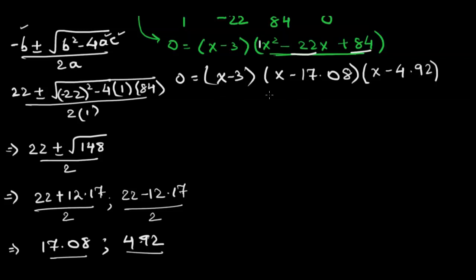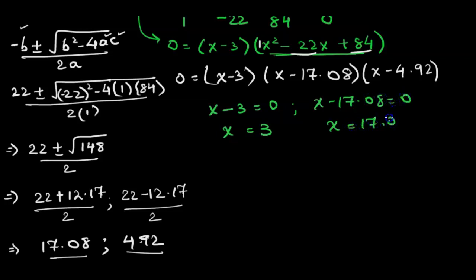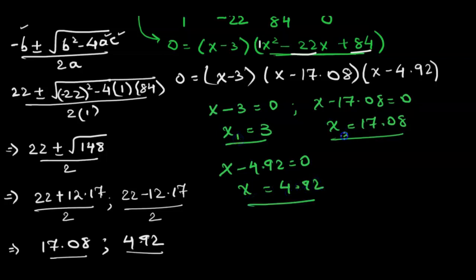Now all of these factors are equal to 0 since they are a product of each other. So we can set each factor equal to 0 to solve for x. So the first x value we have is 3. Next, x minus 17.08 equal to 0 means x is equal to 17.08. The third factor is x minus 4.92 equal to 0. That would give us x equal to 4.92. This is how we get three x values from the cubic polynomial function.